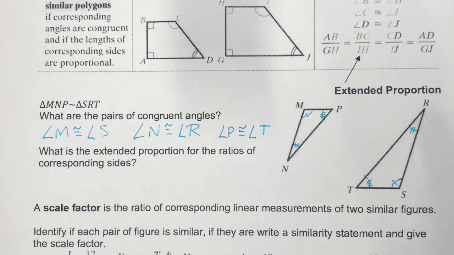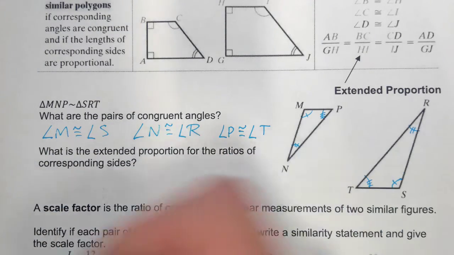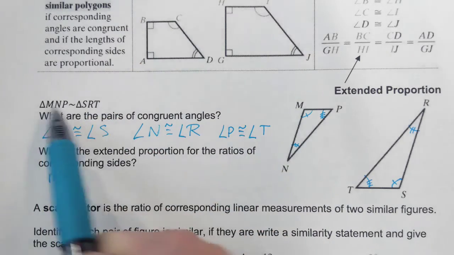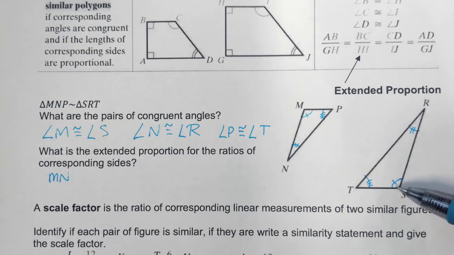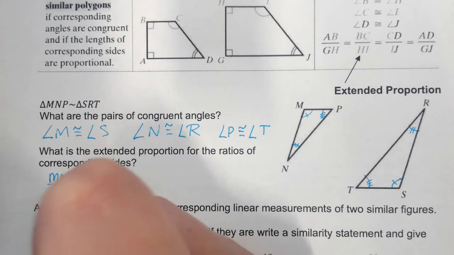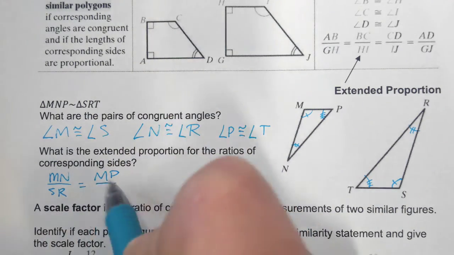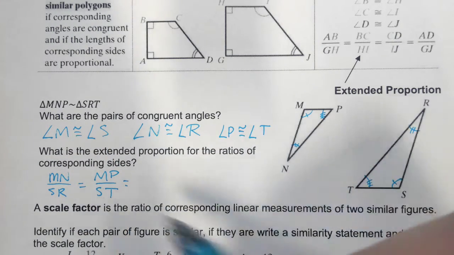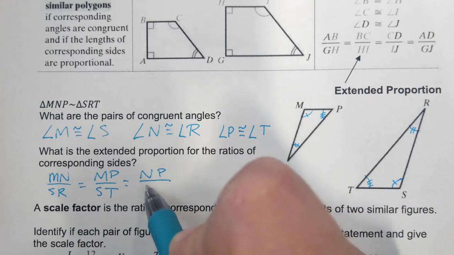Awesome. And then the extended proportion for the ratios of the corresponding sides. So I know I can use this or I can look at my picture. It doesn't matter, whichever you want to do. MN, that's the first two letters, corresponds to SR. And also look at the picture. MN, 1, 2, SR, 1, 2. See, they definitely line up. MN to SR is equal to MP, the first and third letter, to ST, the first and third letter. And then we've got NP, the second and third letter, to RT.